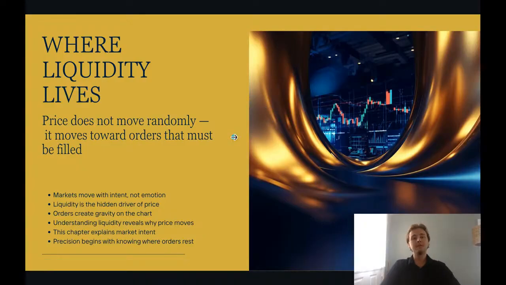Price does not move randomly, it moves towards orders that must be filled. Markets move with intent, not emotion. Liquidity is the hidden driver of price. Orders create gravity on the chart. Understanding liquidity reveals why price moves. This chapter explains market intent. Precision begins with knowing where orders rest.